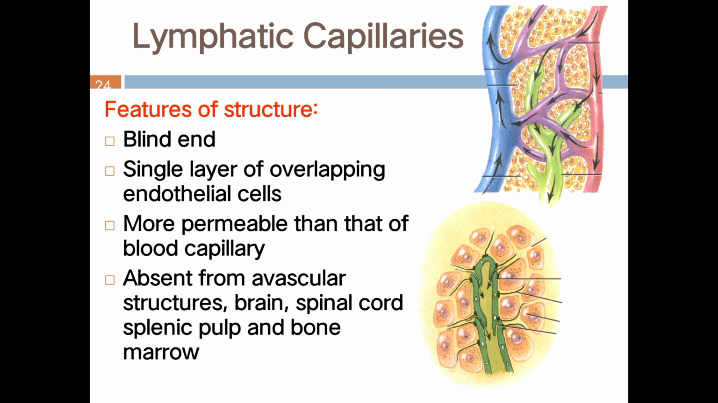Lymphatic capillaries have thin walls, only as thick as a single cell. The cells overlap each other so that interstitial fluid easily enters the capillaries. Lymphatic capillaries are closed at one end. They contain mini valves that let interstitial fluid flow into but not out of them.